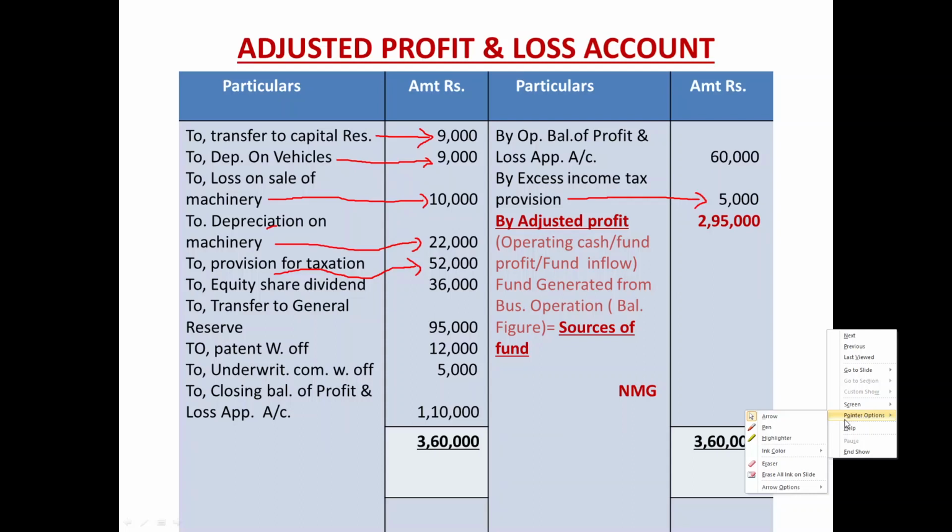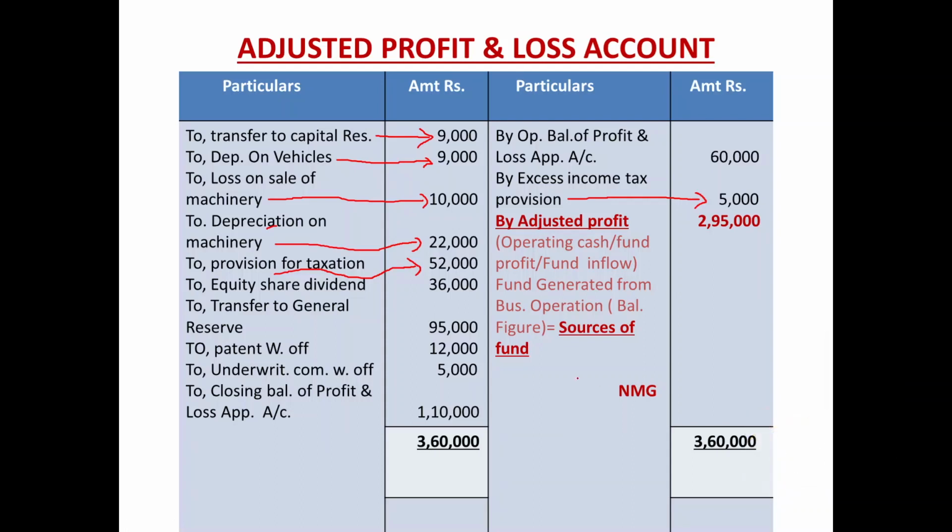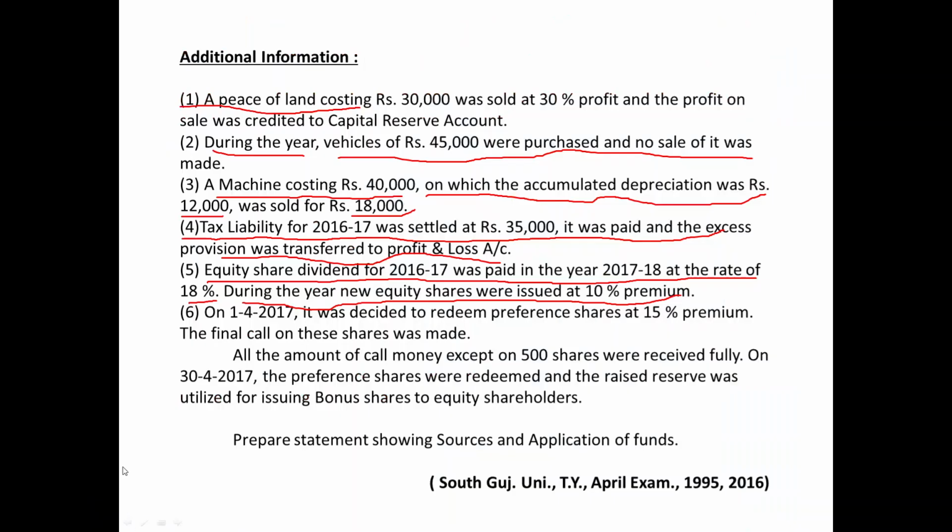As I told you, in the very first journal entry, profit and loss appropriation debit to equity dividend credit. In that first journal entry, it was a non-cash, non-operating transaction. So we are adding back in the current year's profit by reporting it on the left hand side of this adjusted profit and loss account. So this was for the equity dividend declared and paid in the current year, but for the last year's equity share capital.